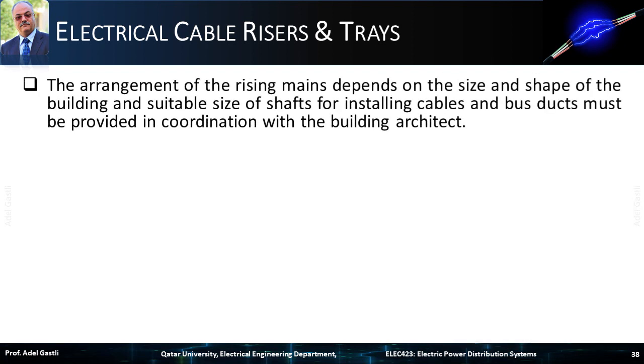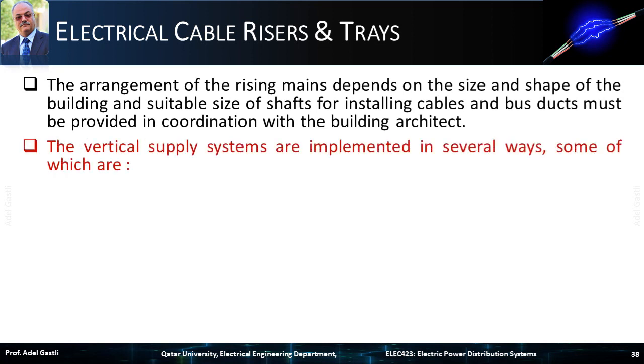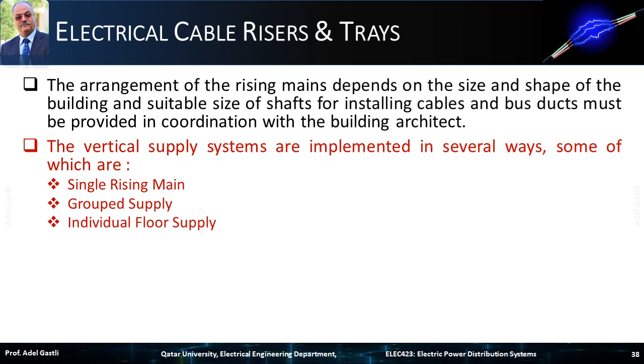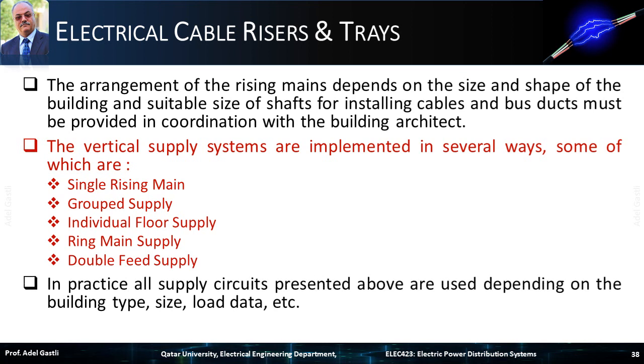The arrangement of the rising mains depends on the size and shape of the building, and suitable size of shafts for installing cables and bus ducts must be provided in coordination with the building architect. The vertical supply systems are implemented in several ways, some of which are single rising main, group supply, individual floor supply, ring main supply, double feed supply. In practice, all supply circuits presented above are used depending on the building type, size, load data, etc.